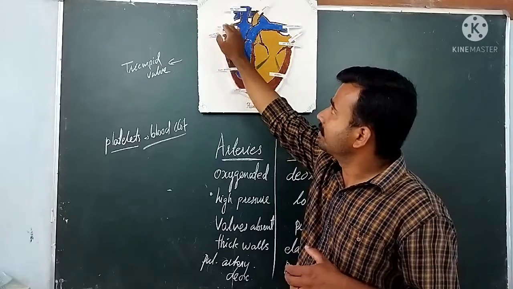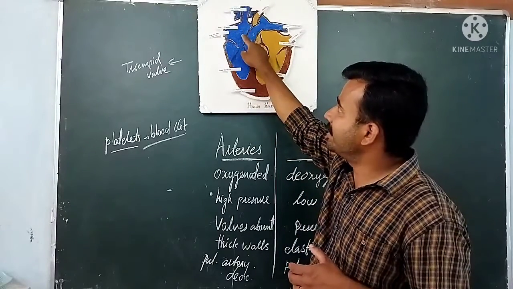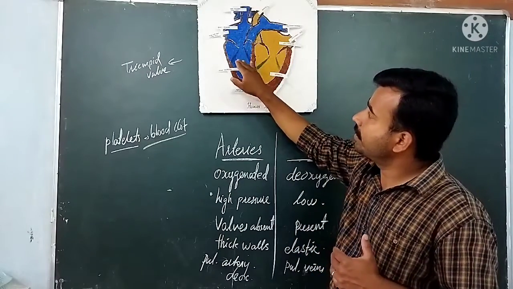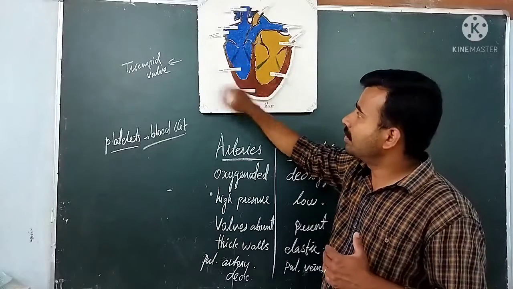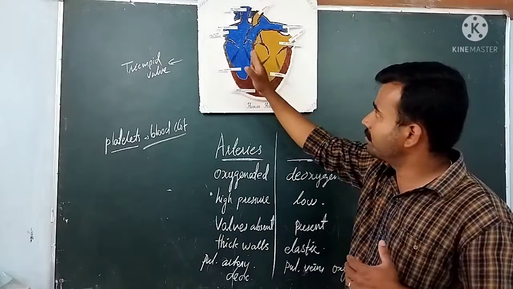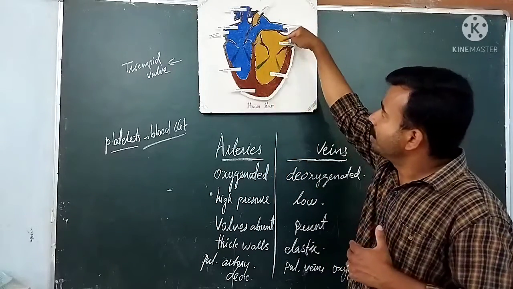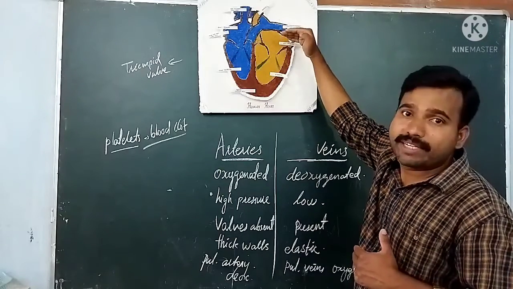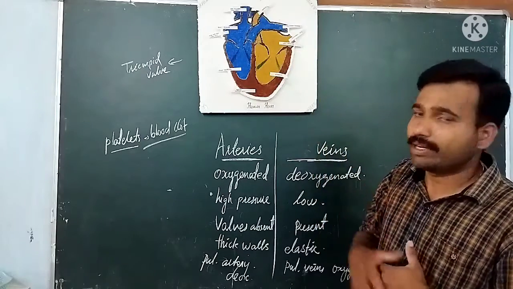The right one, this particular chamber, is called the right atrium, and the lower right chamber is called the right ventricle. When it comes to the left side, the upper chamber is known as the left atrium and the lower chamber is known as the left ventricle.